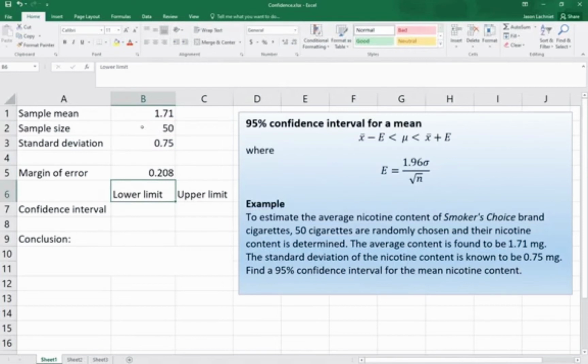Now the great thing about doing it this way is if we were to go back and do a different version of the problem with a different sample mean, a different sample size, a different sample standard deviation or population standard deviation, we could just change those numbers and this margin of error would be recalculated.